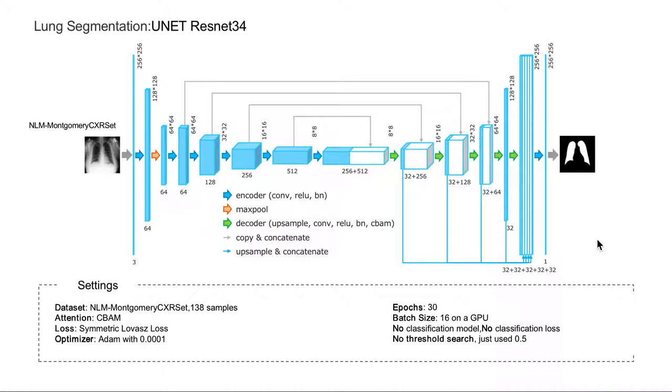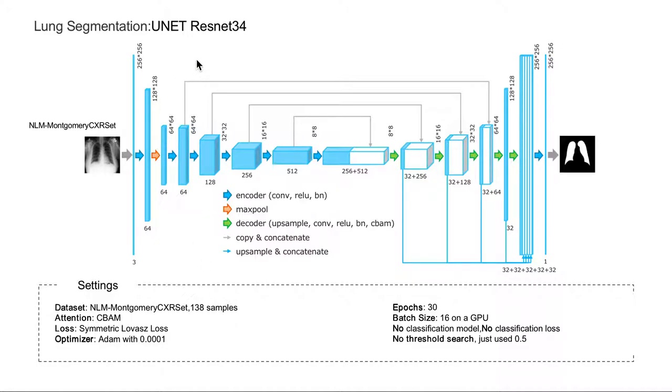Now let's have a look at the lung segmentation UNet. I use the NLM Montgomery CXR set as a train set. This dataset contains 138 samples. This is a small dataset, but the lung segmentation result is good enough for this competition.